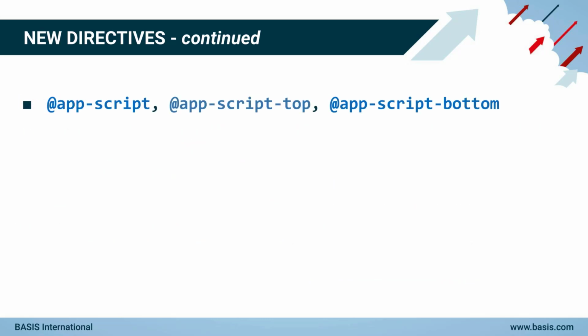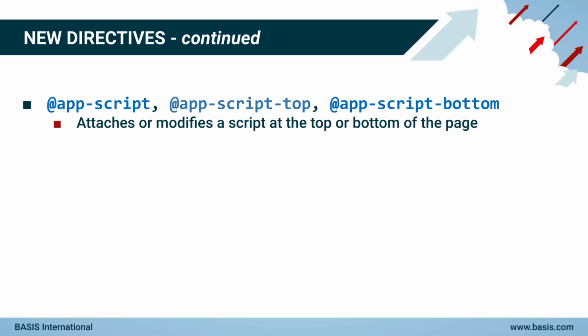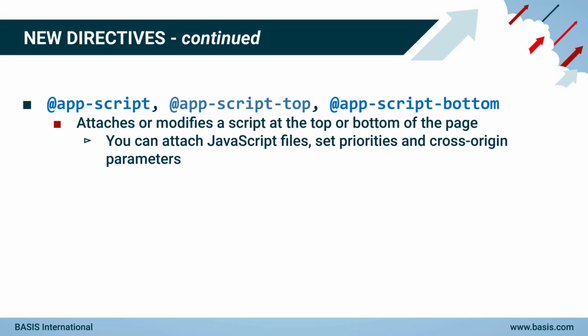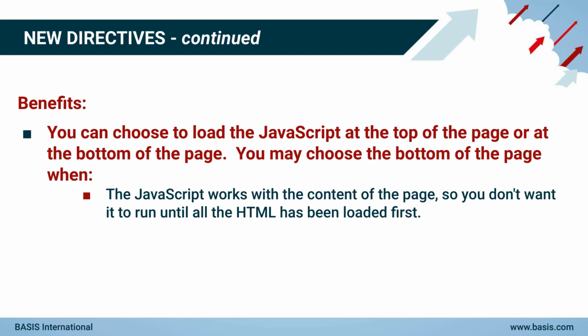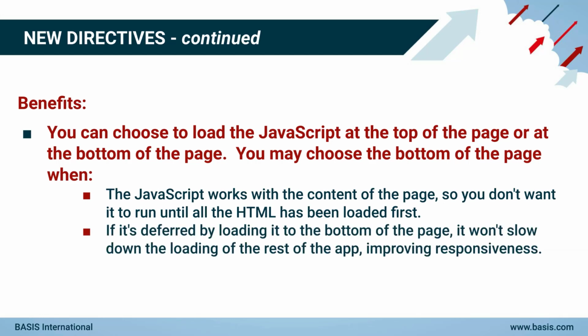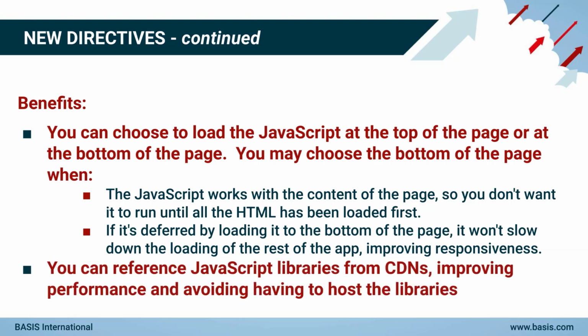The script directives are like the link directives, but these apply to scripts instead of resource links. We can use this directive at the top of the page to load jQuery from a CDN, and then we can execute jQuery scripts later on in our app. There are use cases where we'd want to attach the script to the bottom of the page, such as when we'd want to execute code that affects the controls on the page. In that scenario, we need all of the controls to be loaded before we execute the script. And when we access JavaScript libraries from a CDN like this, we're in control of the version that we want to use, and the CDN ensures that it's loaded quickly from the client's browser and relieves us from having to host the library ourselves.